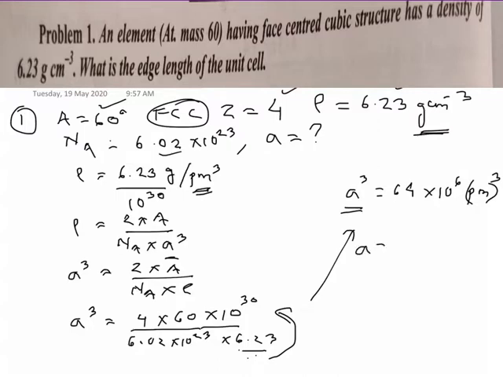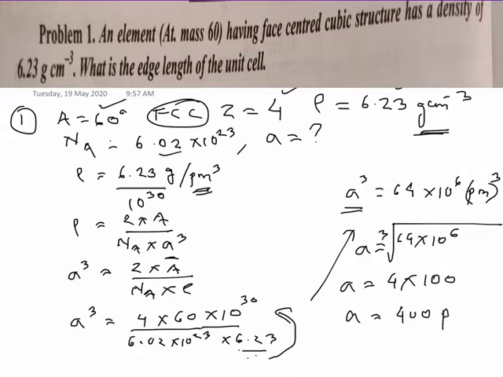Edge length means if A cube is this, then you have to find A, and A means you have to find the cube root of 64 into 10 to the power 6. So A is equal to 64, cube root is 4, and 10 to the power 6, cube root is 10 to the power 2 or 100. So A is equal to 400 picometer. So there you are. The edge length of that particular unit cell is 400 picometer.